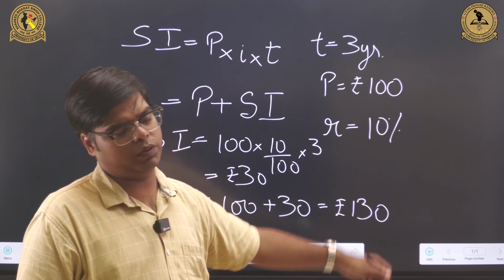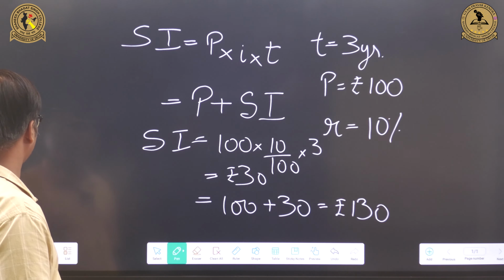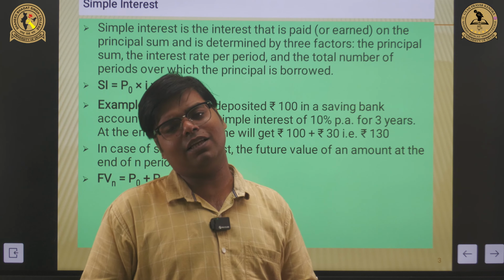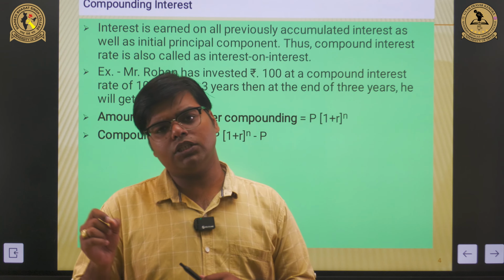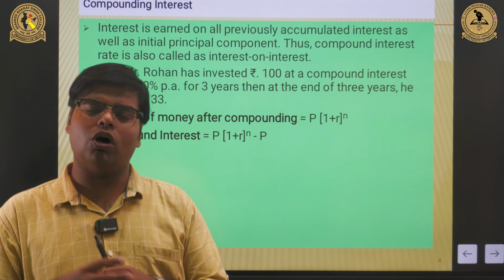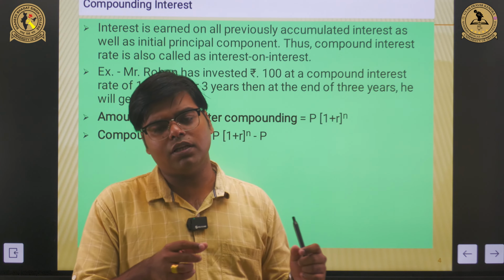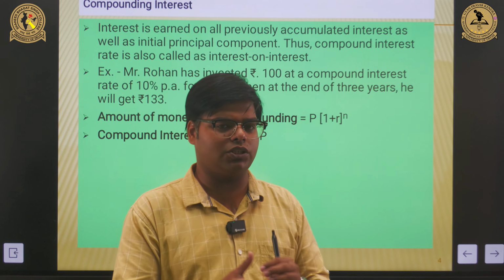that is 130 rupees. But simple interest has a very limited application in the field of finance. What is more prominent in the field of finance is compound interest. Compound interest is also known as interest on interest, wherein the interest is earned on the principal component as well as the accumulated interest amount.